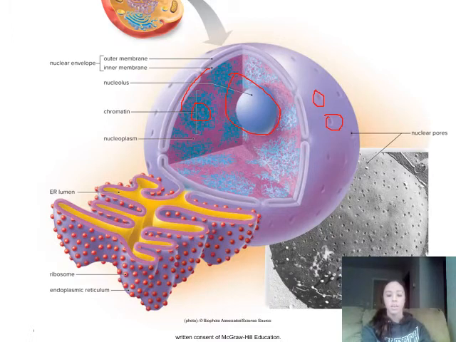And then connected to the nucleus is the rough ER, the rough endoplasmic reticulum. And this is going to be where certain molecules are made. Notice these red dots here. I'm sure they look very familiar to the red dots out in the cytoplasm. So these red dots here are also RNA.